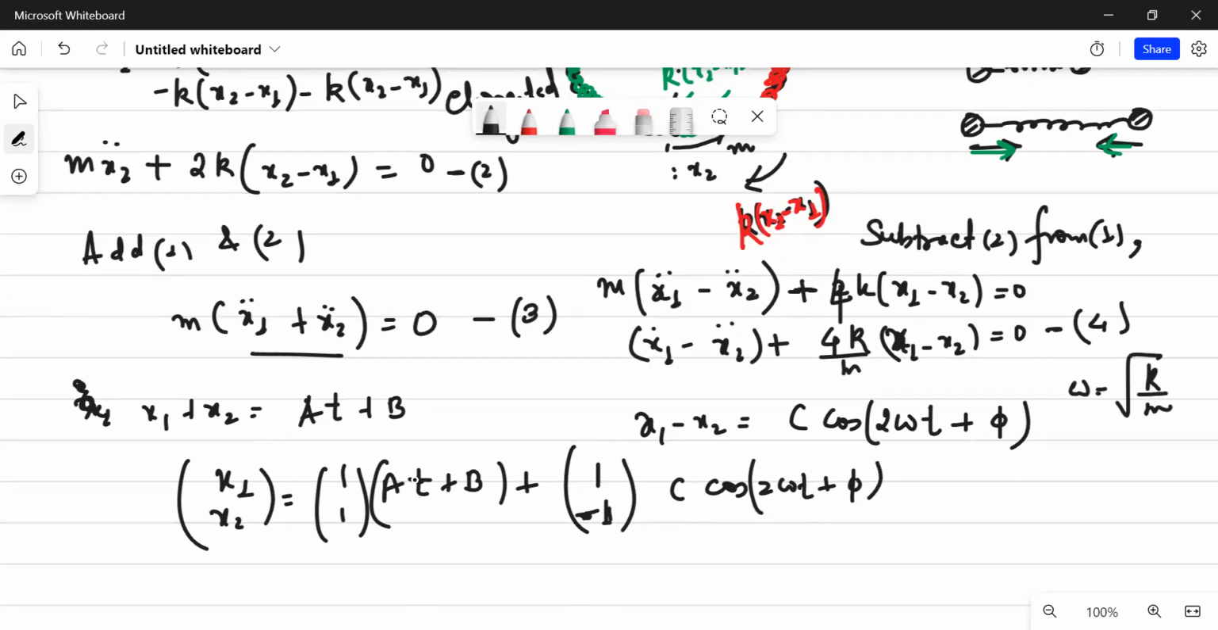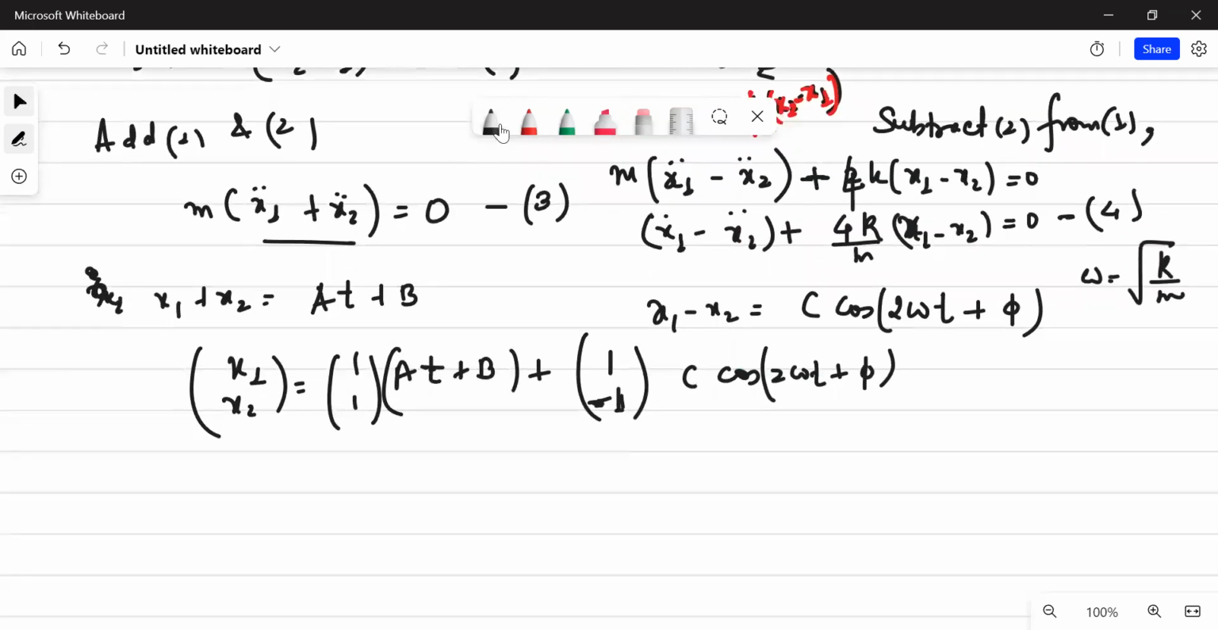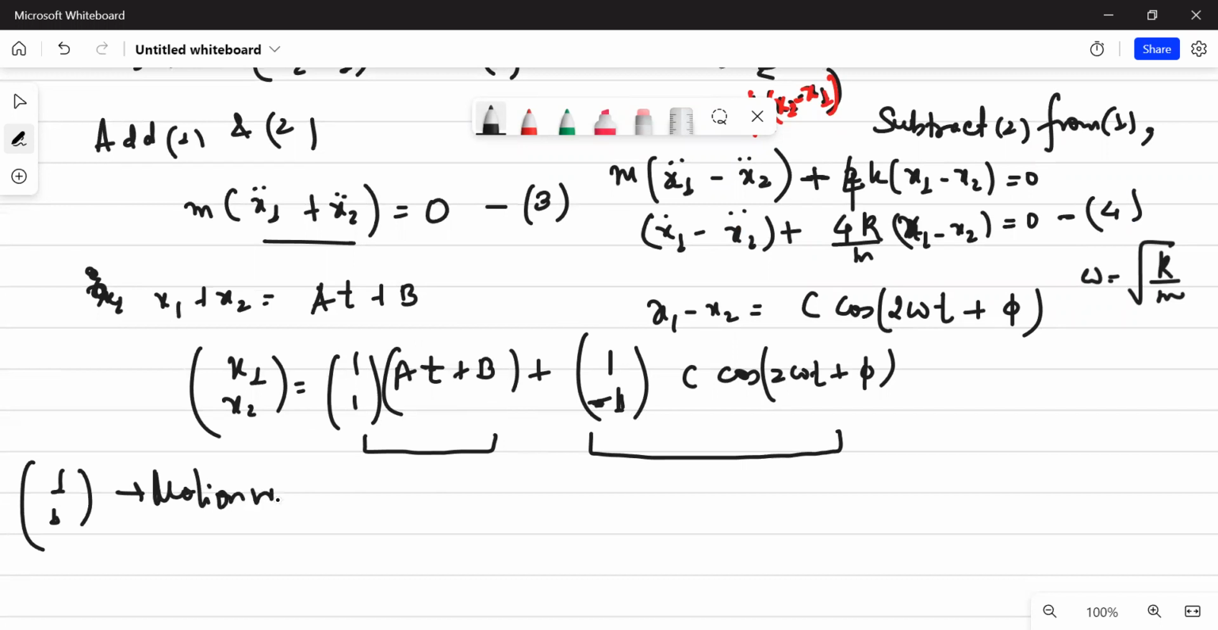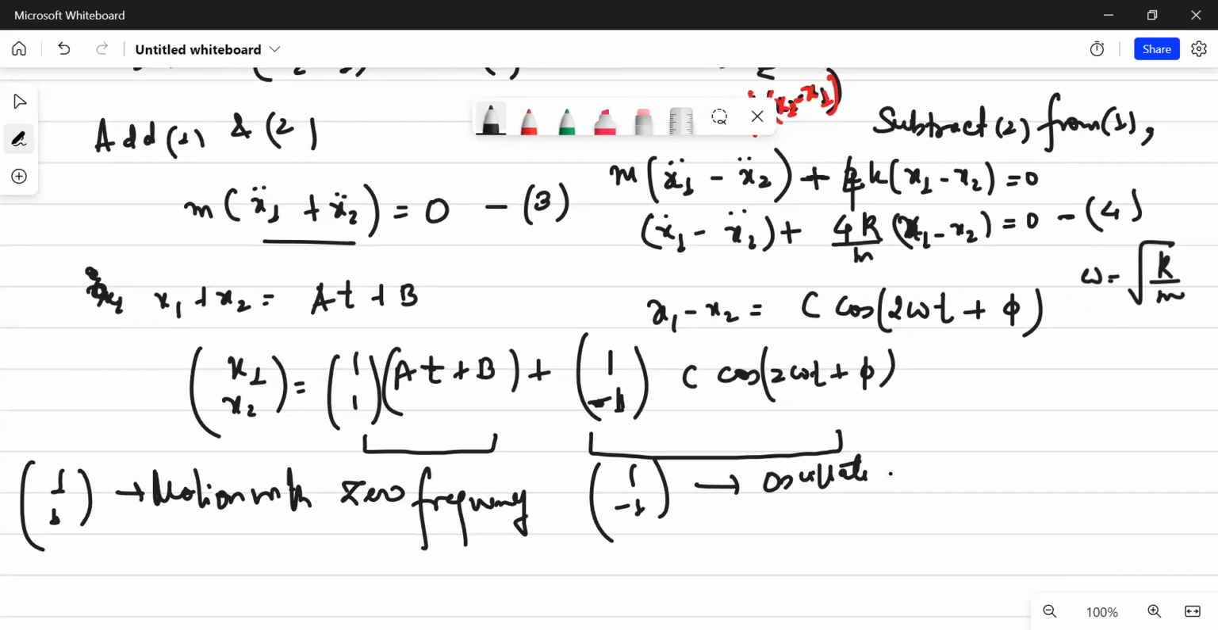So why have I written this in this fashion? See, these are two possible independent motions that can happen. So this is one normal mode and this is another normal mode. One of the normal modes is 1 1, corresponding to a non-oscillatory motion, or you can say corresponding to motion with zero frequency. Okay, because this is completely linear. However, the mode corresponding to 1 minus 1 will oscillate with a frequency 2 omega. Is that clear?